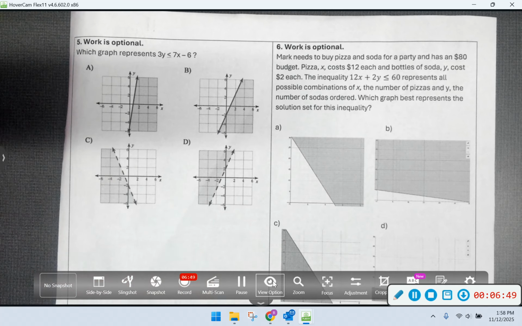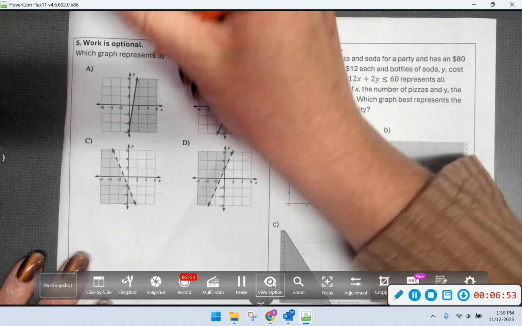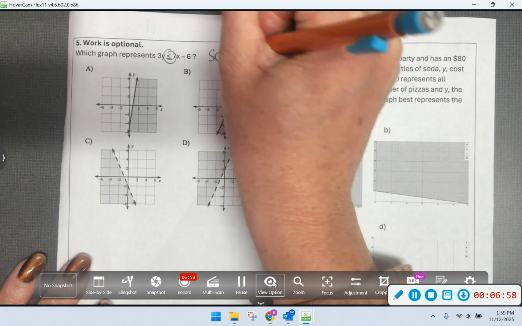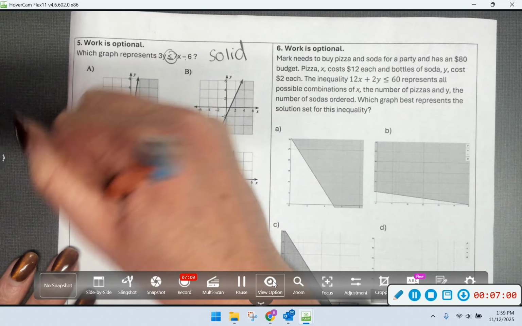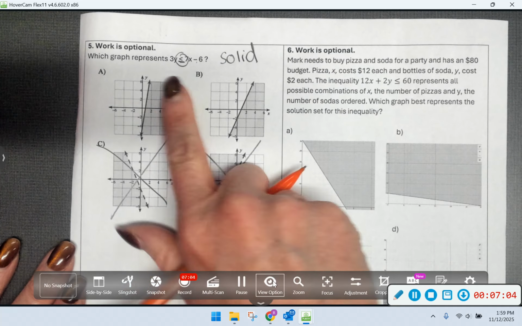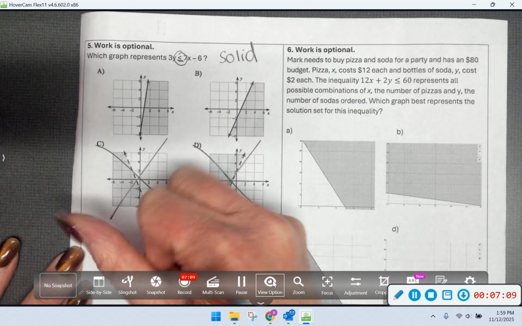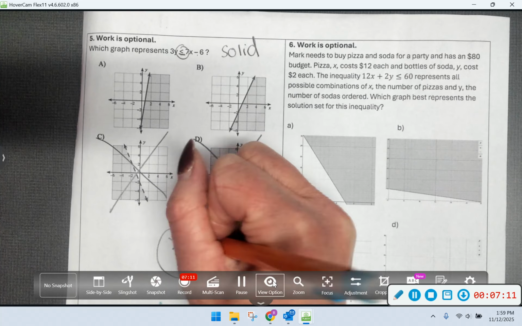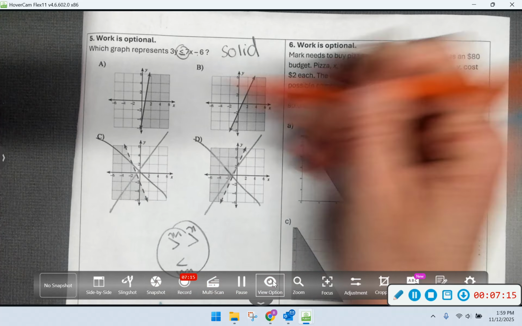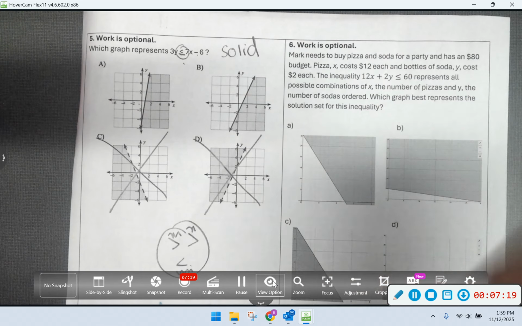All right, here. I want to know which graph represents this. So I'm going to start by looking at my symbol. I have a line underneath it, so I know it's solid. So I'm going to cross off my dashed answer choices. Now, my y is positive, so I'm not going to flip it. I'm going to keep the symbol the same. So I'm going to draw Slim Shady. This symbol looks like his nose, so we want to shade below. All right, so both of these are shaded below.